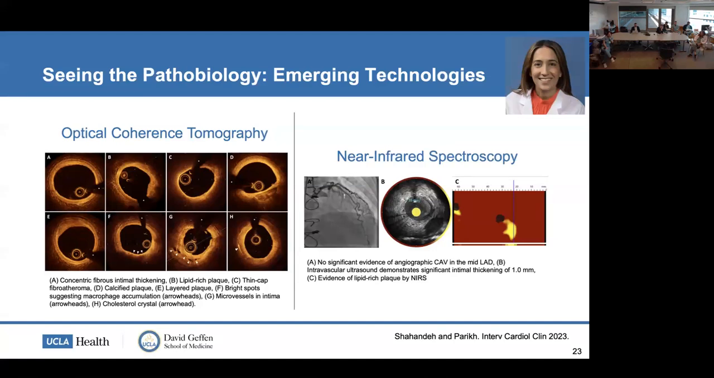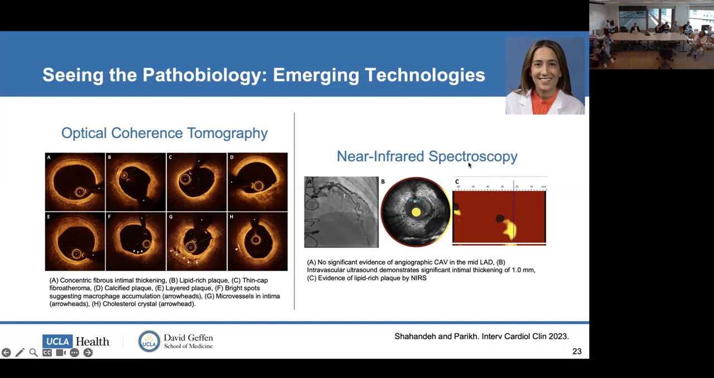What you can see here in this OCT figure is that we really can see plaque composition. And so with IVUS, we can see intimal thickening, but here we can see macrophages, we can see microchannels, we can see cholesterol crystals. And so I'll get into it later, but there's a lot of work to be done in terms of understanding how plaque is composed in CAV compared to native atherosclerosis.